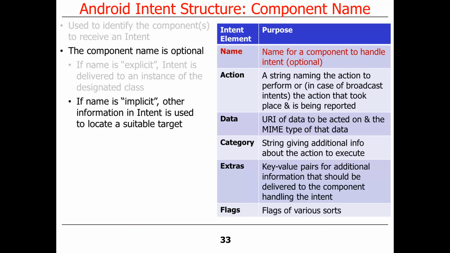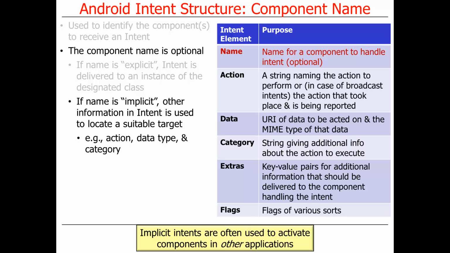If the name is implicit, other information is used to locate a suitable target. And this is magic. This is just absolutely the coolest thing you've ever seen once you start to play around with it. The things that you use to indicate how to find which one to run are the action, the data type, and the category. And the action and the data type are by far the most common things that you use.